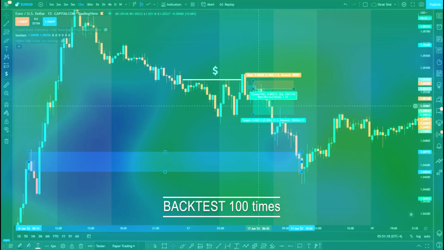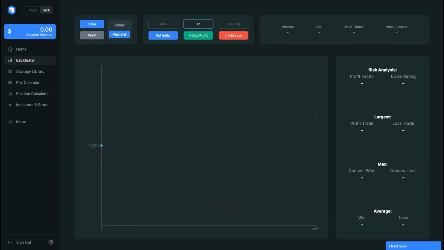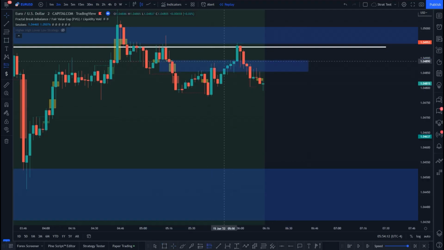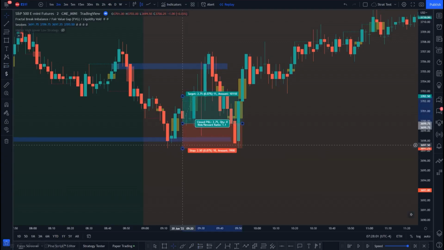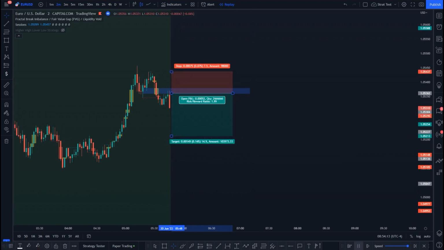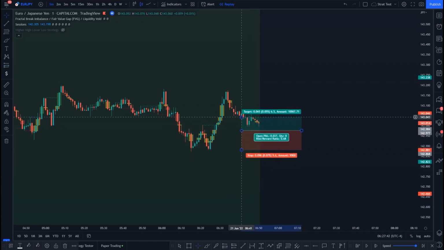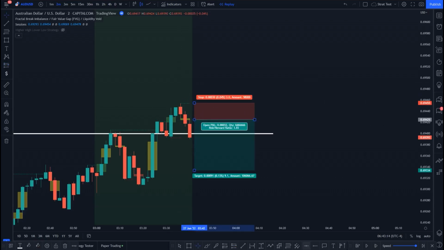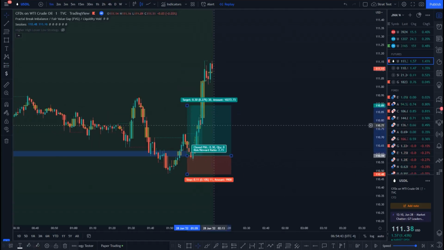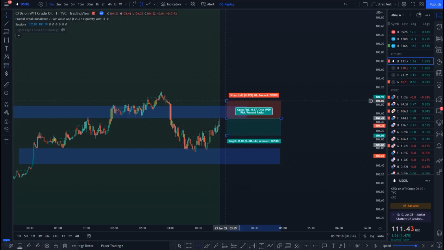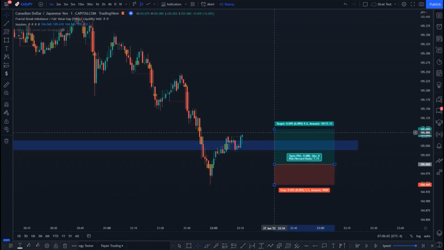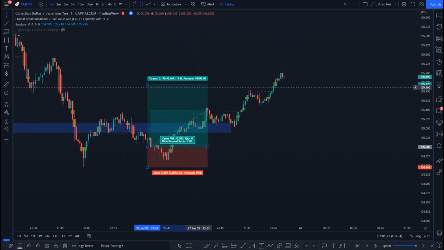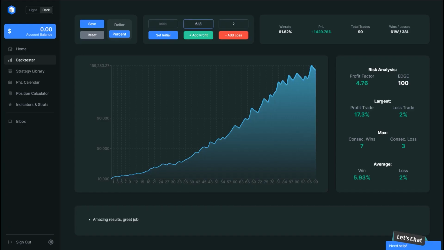Alright, so let's go ahead and find 100 trades for a backtest. Okay, and now you see the win rate is not that high, but the profit, because of the high risk to reward ratios, is extreme.